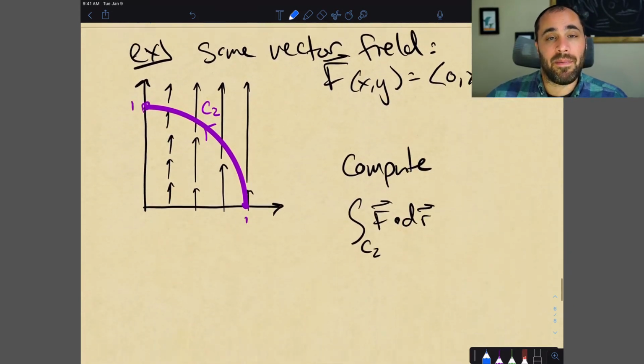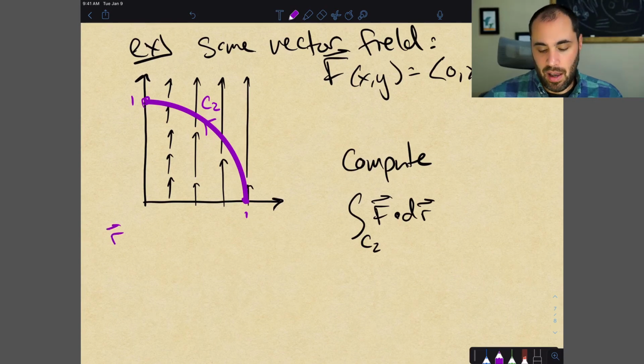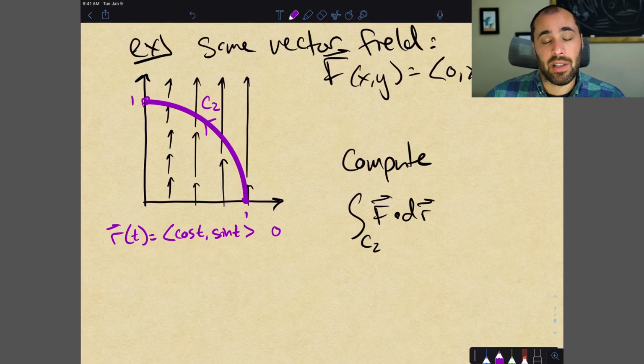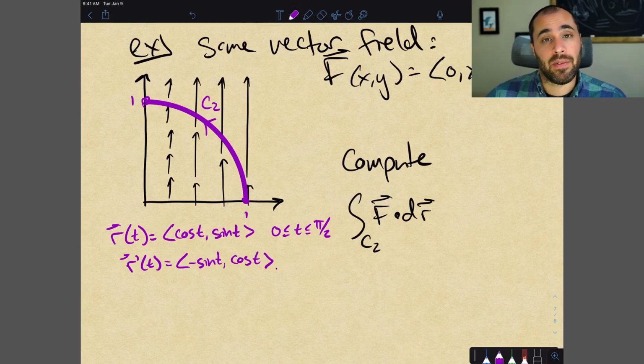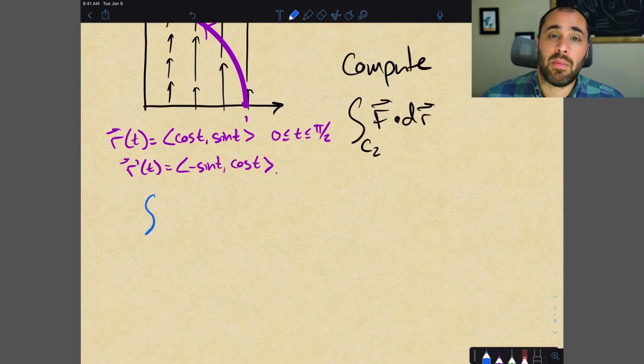Let's try one more. So this is the same vector field. F of (x, y) is (0, x). But this time I want to get from that same starting point to the same ending point, but taking a different path, taking a quarter circle path instead of a straight line. We'll parameterize that quarter circle using (cosine t, sine t), the parameterization of a unit circle, with the t bounds from 0 to pi over 2. It's just a quarter circle. We know we'll need it later, so we'll write down r prime, the derivative.